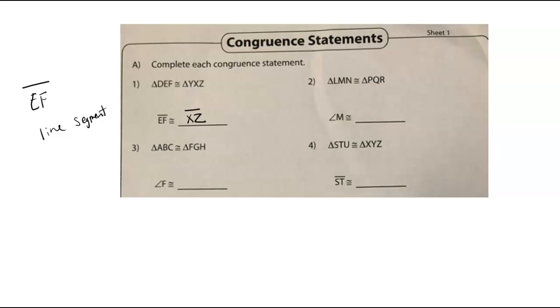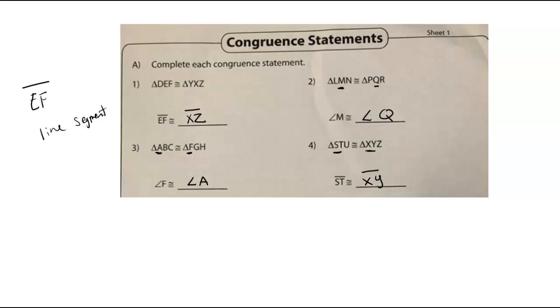Okay. Number 2, notice that it says angle M. So angle M is in the middle. That means that Q is also in the middle. So we should have said angle Q here. Number 3, we said is angle F, so that starts our triangle, which means that angle A also is going to start. And then finally, ST was the first 2 letters, so that means that XY are our second 2 letters. So again, those line segments meet up.